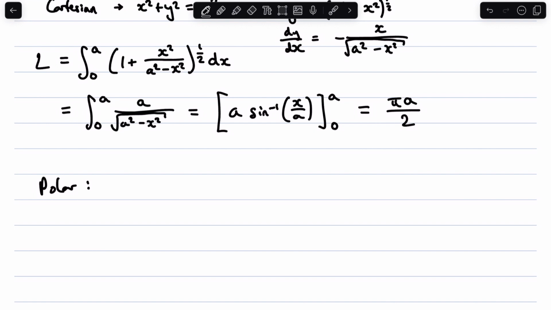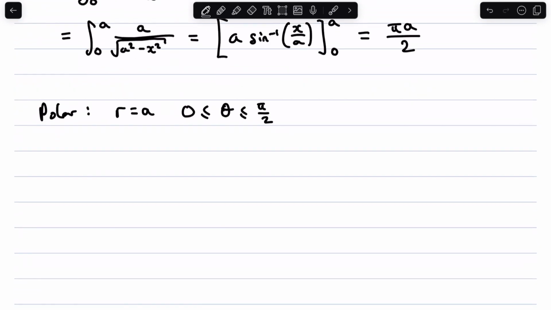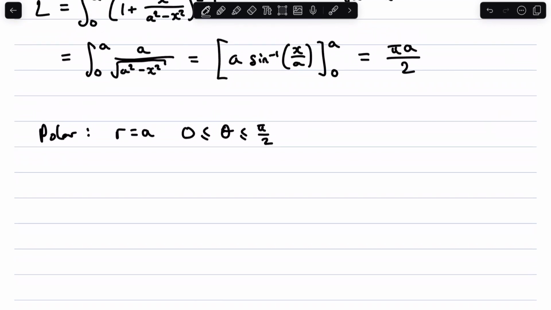Now if we do it in polar coordinates, all we're saying is that r equals a from theta equaling 0 up to pi over 2. And so again we might want to know what is our dr by d theta. Well, r doesn't depend on theta, it's always a. So dr by d theta equals 0.